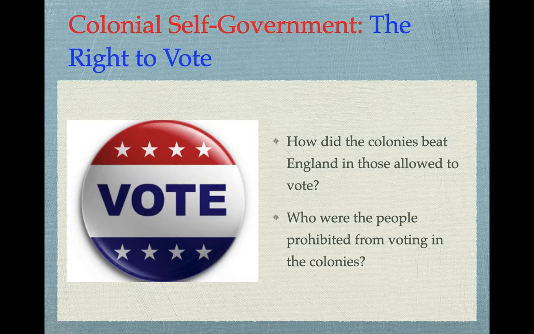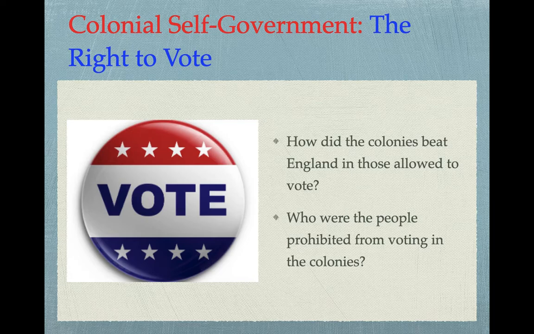In the colonies, there were a lot more people that were allowed to vote than in England. You had to be a landowner, and in England, all the land was already owned by someone. But here in America, anyone could come and own land. I mean, we'll forget about that whole point that the Native Americans were here and they had the land. We'll just pretend that didn't happen for now. And it allowed more people to own land, so then they were able to vote.